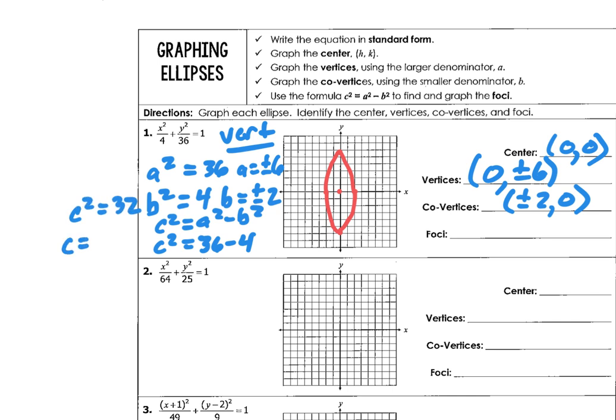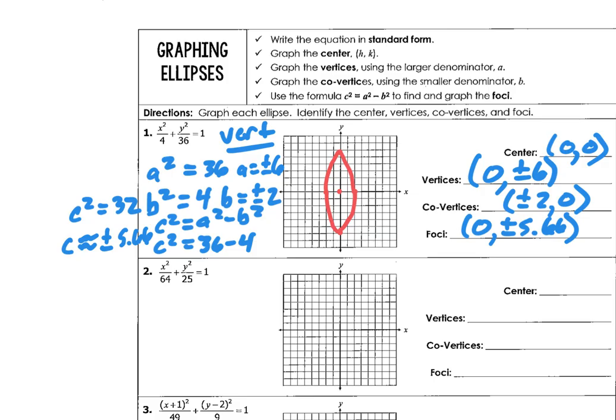So my c is, I would say, approximately plus or minus 5.66, 5.7, whatever you wanted to round to. And that would be my foci. And it's going to be on the same axis as my major axis, which is moving up or down, my y-axis in this case.